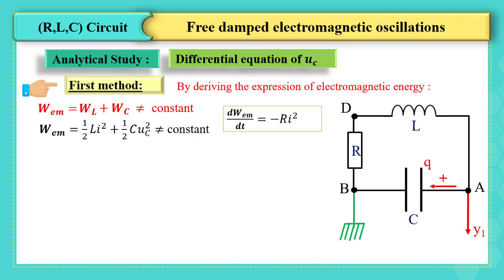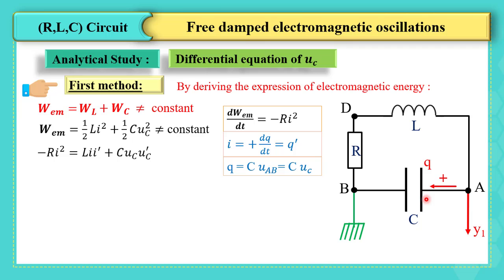Now, let's take the derivative of this expression of energy so that we can write minus R I squared instead of dW by dt, which equals L I I prime plus C UC times UC prime. Yet we know that I equals plus dQ by dt since the positive sense is entering the charged armature Q. Then I, which is Q prime, can be written as the derivative of C UC. The result is I equals C UC prime. Then we can take C UC prime from this expression and write instead UC times I. We divide by I on both sides of this equation. We get minus R I equals L I prime plus UC.